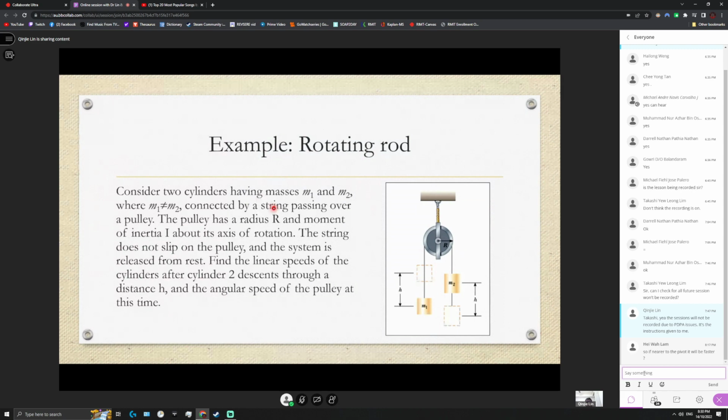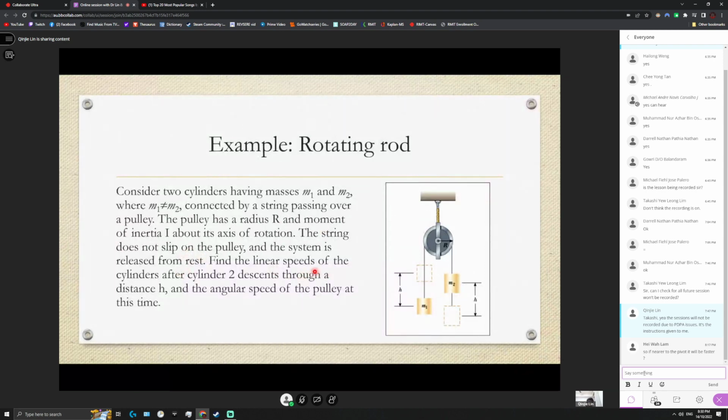They are connected by a string passing over a pulley. The pulley has a radius R, this one, radius R, and moment of inertia I about its axis of rotation. So this pulley will start to turn also, right, in either direction. The moment it turns, there will be some energy to it. Because if there's some turning, there will be some rotational kinetic energy, and then that half I omega squared will be more.